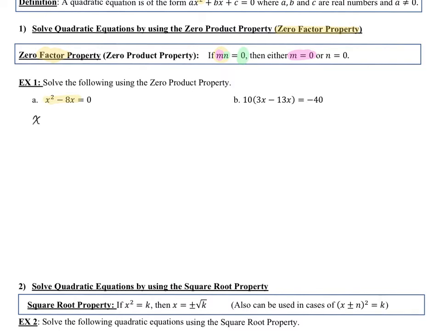Taking out the GCF first, we have x times x minus 8, and that's all we can do. So now we have a multiplication problem. We have x times x minus 8, and it equals 0. Well, what do we know about the property we were given before? If you see two numbers multiplied together and they equal 0, then either the first number equals 0 or the second number equals 0. Let's go ahead and do that. We know that either x equals 0 or x minus 8 equals 0.